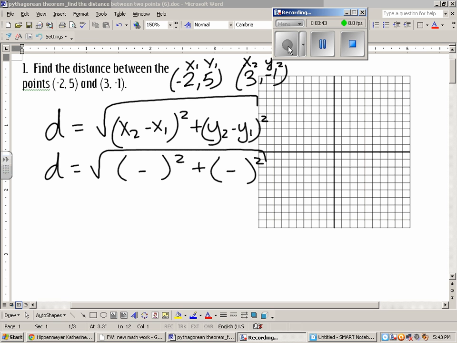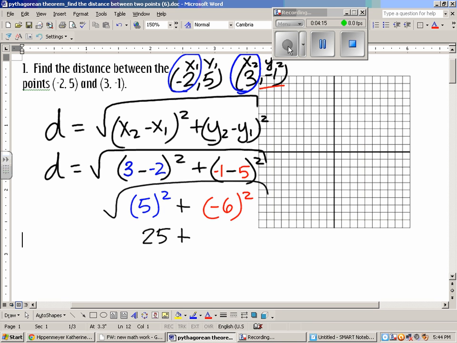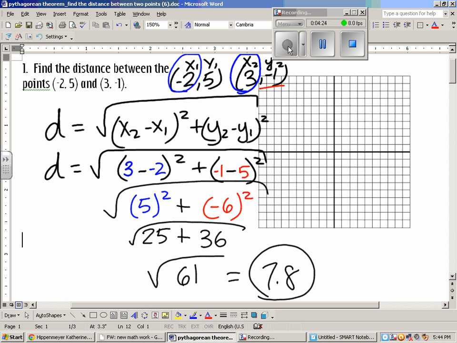So now we're going to go ahead and fill in our information. So I'm going to take x2, which is 3. I'm going to take x1, which is -2. And then I'm going to plug in the y values. So I have y2, which is -1, and I have y1, which is 5. And then we simplify. So -1 minus 5 is -6. And 3 minus -2 is 5. So we get 25 plus 36, which you probably recognize, and we'll get to the same 7.8, approximately 7.8.